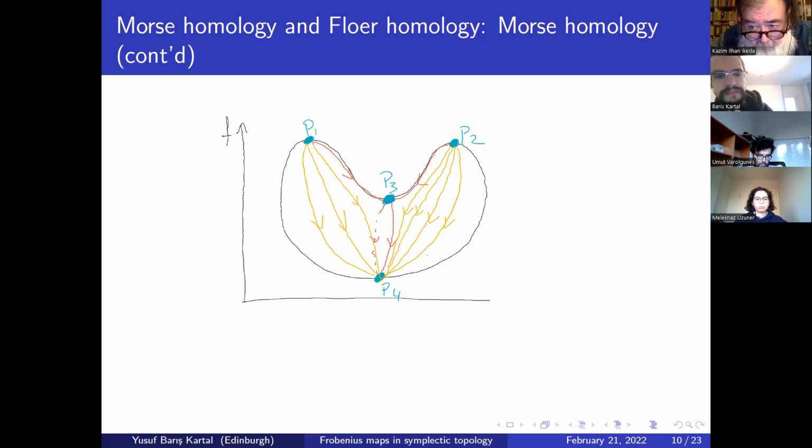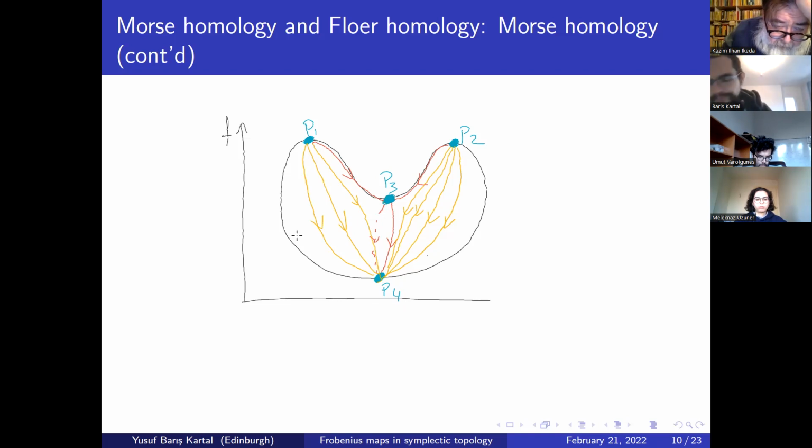The function f is the height function. It has 4 critical points. I draw them in blue: P1, P2, P3, P4. So from P1 to P3, there is only one trajectory, and same with P2 to P3, and from P3 to P4 there are two more trajectories. Okay, so those are like trajectories of the gradient vector field. And from P1 to P4 and P2 to P4, the space of trajectories is one-dimensional.